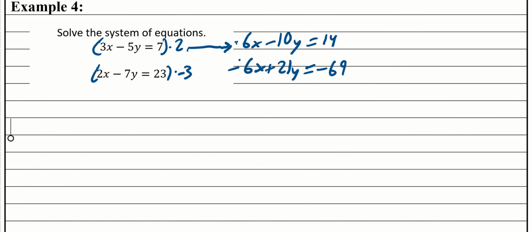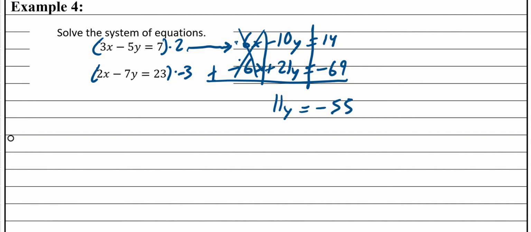Sometimes you're going to have to multiply both equations, and then we'll just add these together like normal. So I'll add these here, turn this into a big addition problem. We have positive 6x and negative 6x. Those cancel. I have negative 10y and positive 21y. When I add those together, that would give me 11y. And then when I have positive 14 plus negative 69, I'll get negative 55. Okay, and I'll just roll through this last part quickly because I know you guys know how to do the rest from here. Divide by 11, and you get y equals negative 5.